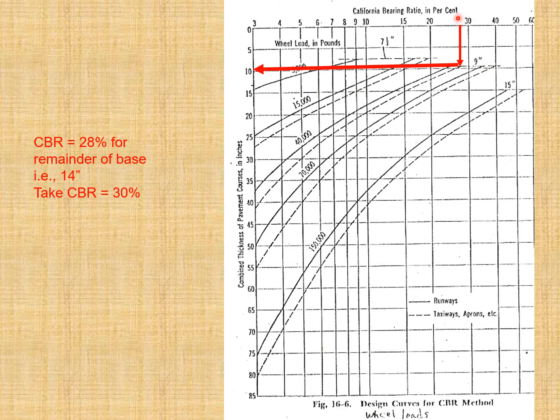So it means for the remainder of the base, that is 14 inches, we can take the material which has a CBR value equal to 30%. So just rounding it off, taking it as 30%. We can say that the remainder of the base, that is 14 inches thick, we can take a material which has a CBR value of 30%.